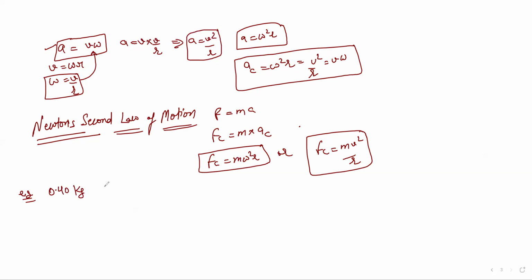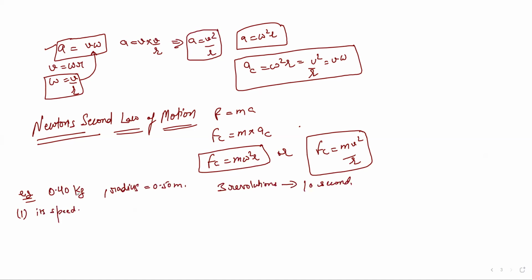So we'll consider an example: a toy truck having mass 0.40 kg travels around a horizontal track of radius 0.50 meter, and it makes three revolutions every 10 seconds. So this data is given, right? The first part that we have to solve is to calculate its speed.